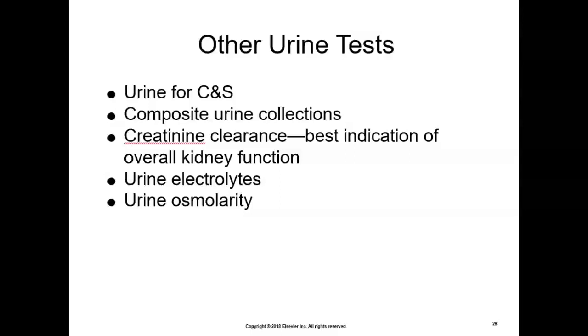A clean catch or catheter-derived specimen is best for culture and sensitivity testing. Please see Table 65-3, which goes over nursing interventions and rationales for collection of urine specimens. For a voided urine specimen, it's ideal to collect the first specimen in the morning. Send the specimen to the lab as soon as possible and refrigerate the specimen if a delay is unavoidable.